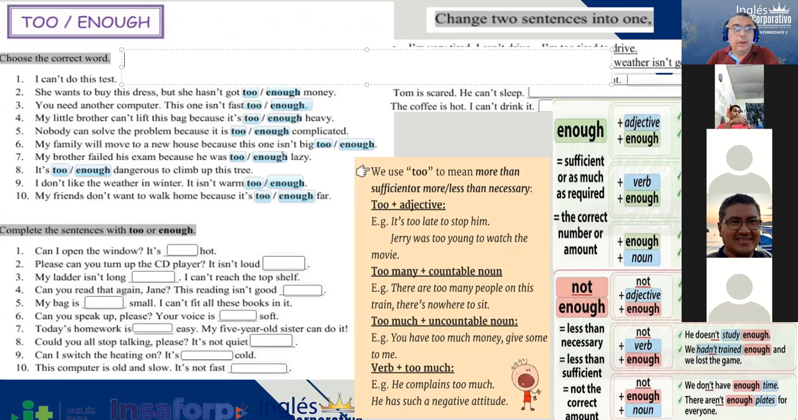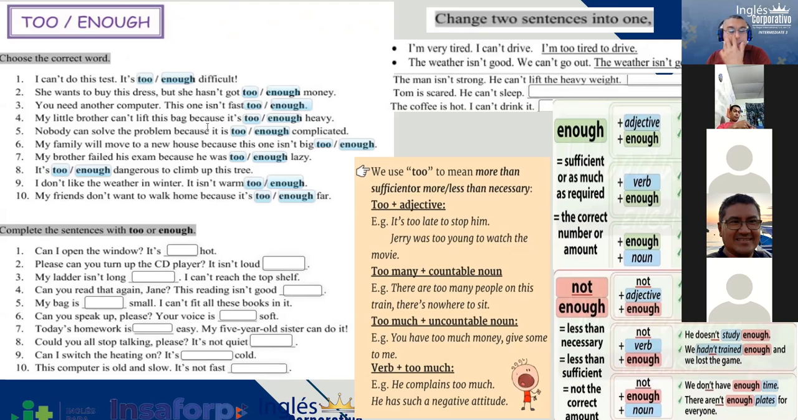Let me clear. Okay, we did one and two. What is number three? I'm going to call on Edwin. Number three, please. We're going to do a little bit of speaking and pronunciation analysis. Okay, number three: you need another computer. This one isn't fast enough. Excellent. Isn't fast enough. Very good.